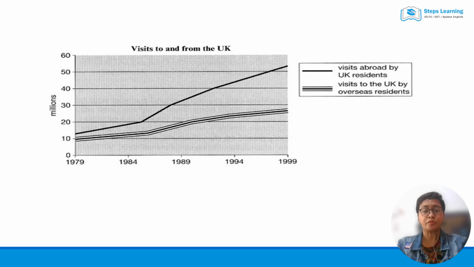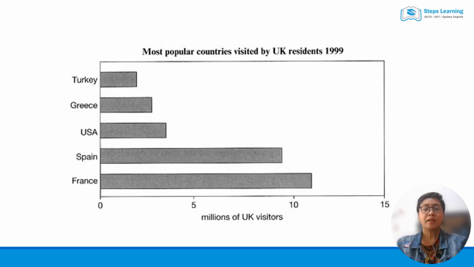So here is first the line graph, visits to and from the UK. The first line talks about visits abroad by UK residents, and then line 2 would be visits to the UK by overseas residents. So these are the years 1979 to 1999. Next, we have the bar graph, which talks about the most popular countries visited by UK residents in 1999. So we have here five countries: Turkey, Greece, USA, Spain, and France.